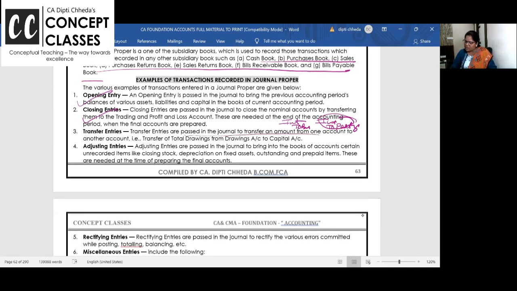Transfer entries like drawings to capital and all. Adjustment entries, this one is most important. Star mark in your notebook. Depreciation, outstanding, prepaid, adjustment entries.